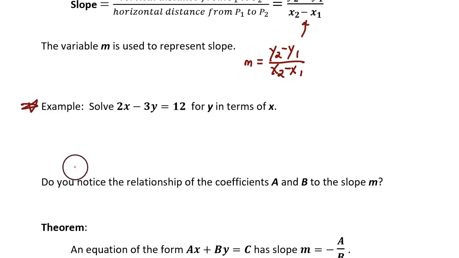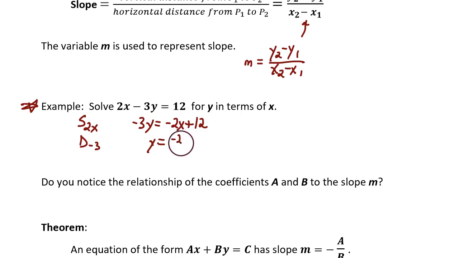Next, let's work this example problem. Solve 2x minus 3y equals 12 for y in terms of x. First, subtract the 2x term. We get -3y equals -2x plus 12. Then divide by the -3. We get y equals -2x divided by -3 plus the 12 divided by the -3. In turn, this is equal to y equals 2/3 x minus 4.